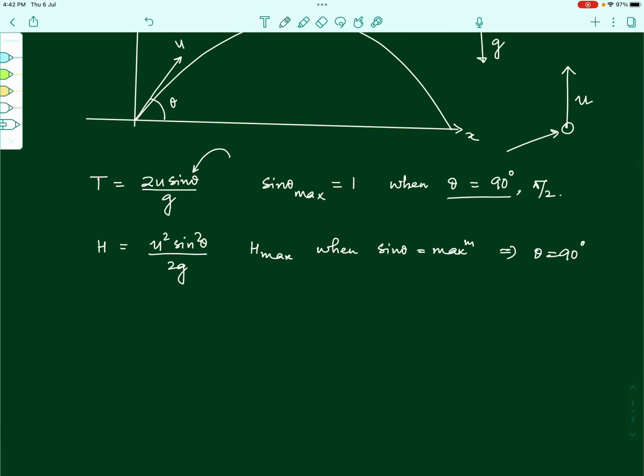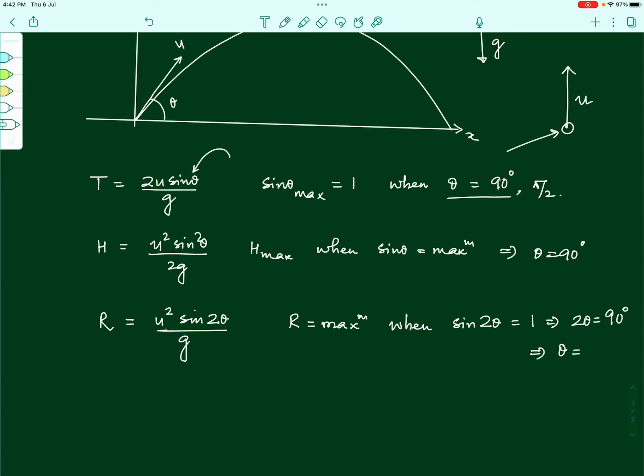The next thing that we can discuss would be the horizontal range, R, the formula for which we got in the last video as u squared sine 2 theta by g. For what value of theta would R be maximum? Just think about it. Can we say R will be maximum when sine 2 theta takes its maximum value, which is 1? What does that imply? That implies that 2 theta should be equal to 90 degrees, or theta should be equal to 45 degrees. So what does that imply?